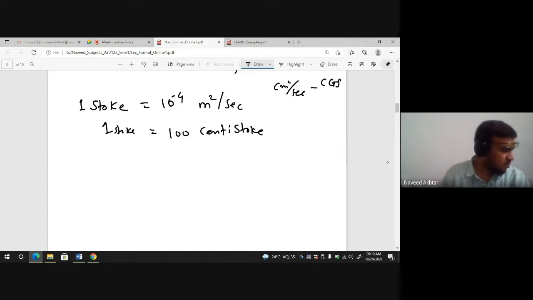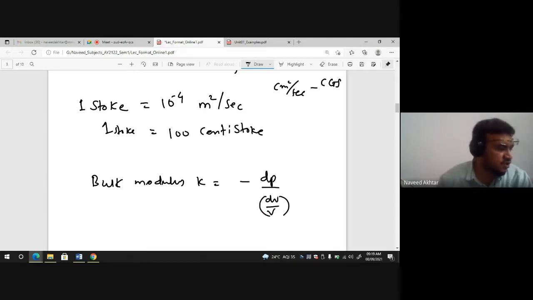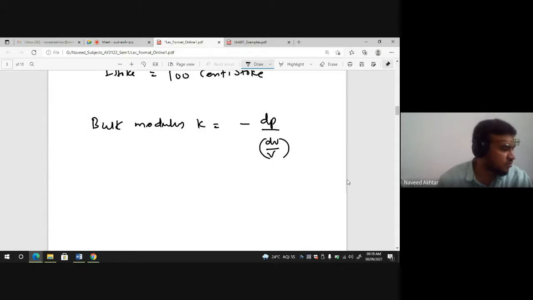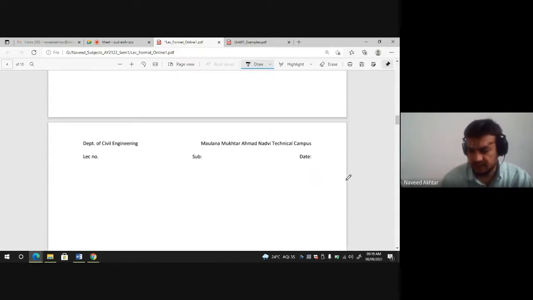Then bulk modulus we saw yesterday. These all are the formulas for the properties of the fluid. It is minus dP, the change in pressure, to dV upon V. Already we have discussed this also. Change in pressure is the stress, and change in volume to the original volume is the strain. Bulk modulus is stress upon strain, and we denote it by K. I will go for the example.